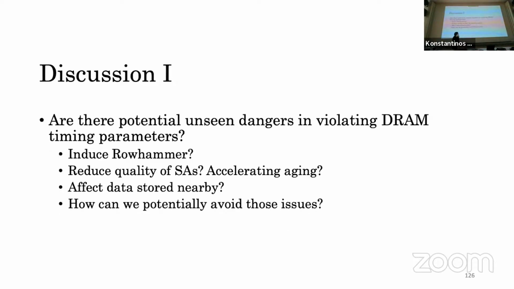So the first discussion point: are there potential dangers in violating DRAM timing parameters? They must be there for a reason. Could we potentially induce RowHammer by using the same 4 rows over and over again to generate random numbers, especially with the violated timing parameters? Could this potentially reduce the quality of sense amplifiers, like accelerate the aging of the hardware itself? Could that affect data stored nearby? And of course, the most important question, how can we potentially solve these issues if they prove to be issues at all?